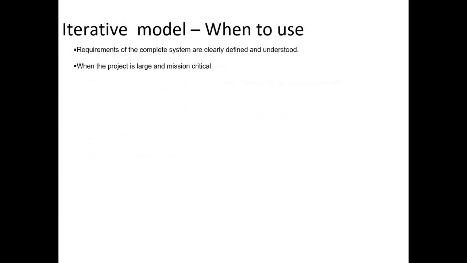When to use? Requirements of the system are clearly defined, and the project is large and mission critical. So waterfall is good for small, and iterative is good for large projects which are mission critical. What is a mission critical project? I'll give you examples. Mission critical is some software that is used inside the aircraft or rocket. Those are all mission critical. You cannot afford to fail. So we'll move on to Agile now.